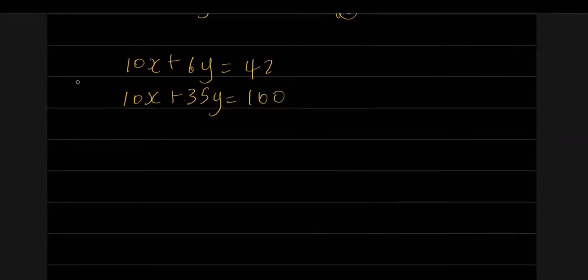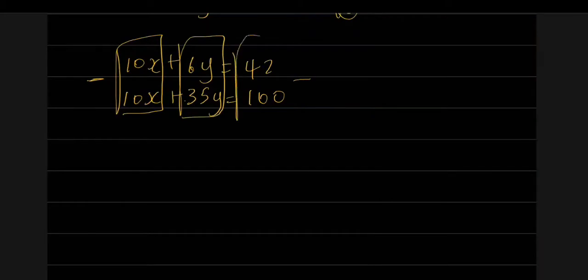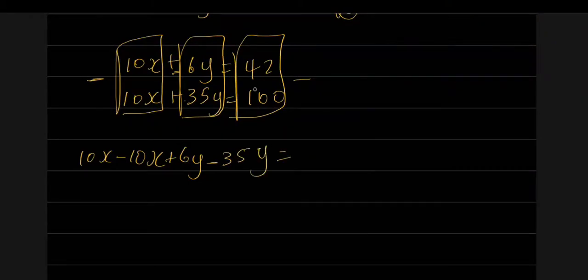Now we can see that if we take these two equations away from each other, we can get rid of the 10x. We subtract them together like that. So we have 10x subtract 10x, then plus 6y subtract 35y, and that is equal to 42 subtract 100.